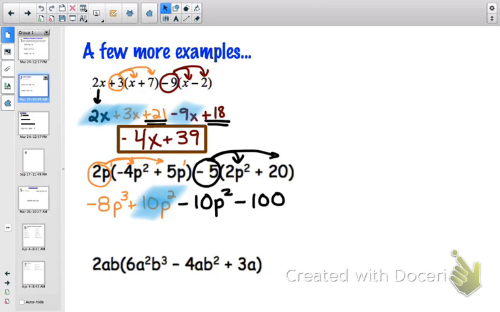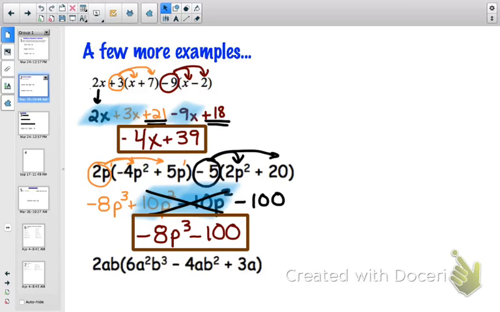This time, we have a set of like terms, but positive 10 and negative 10 add to 0, so they cancel each other out. My 2 terms that I have left, negative 8p to the third and negative 100, are not like terms, so we just write them in our answer, and that's all we can do. There's our final answer. All right, my last one, I have the distributive property.